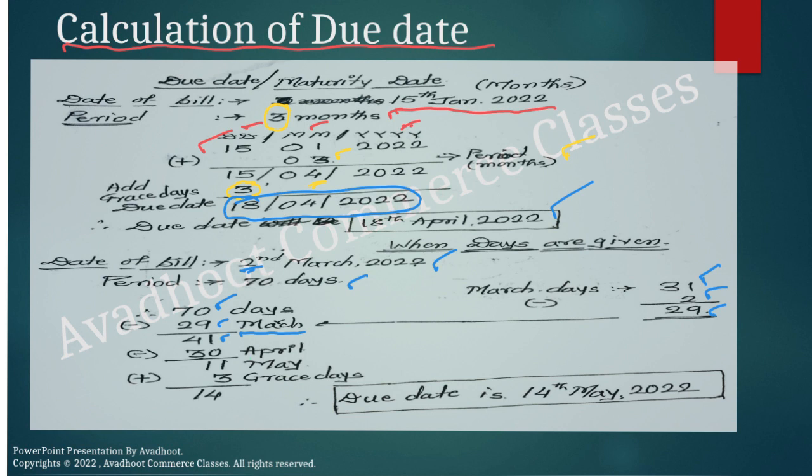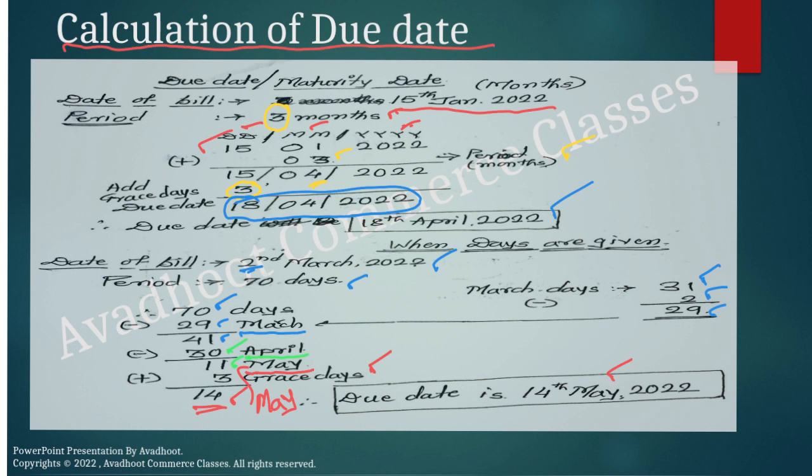Afterwards, after March, which month is there? April is there. How many days are there in April? There are 30 days and we want 41 days. Therefore, 30 days can be deducted from this 41. What remains? 11 days remain. And these 11 days will be for the next month. March, April, after April, which month is there? May. Therefore, it comes to 11th May. But we have to add 3 days as grace days. And therefore, it becomes 14th of May. Isn't it? Therefore, your due date becomes 14th May 2022. This is an example I have given of how to calculate the days.